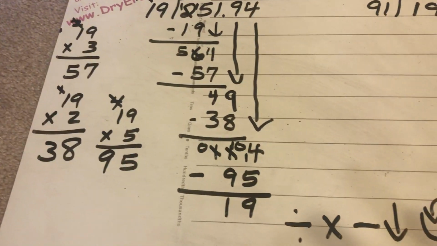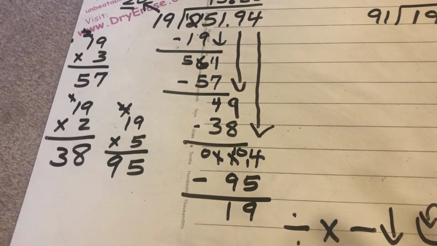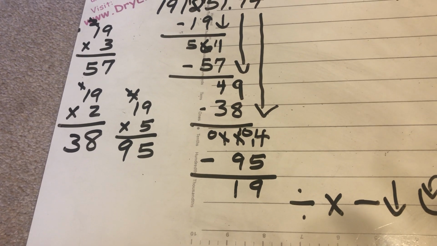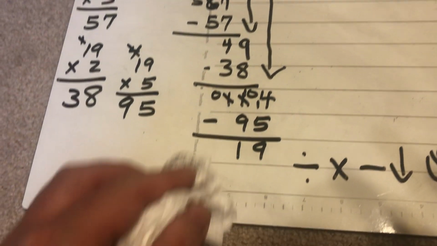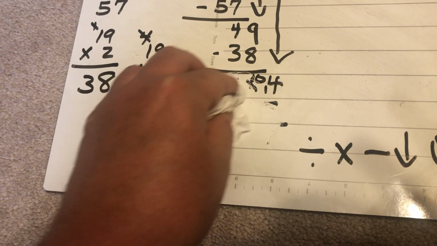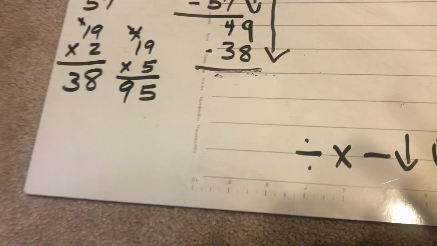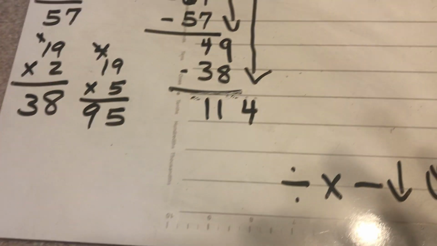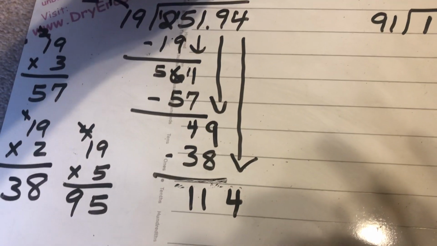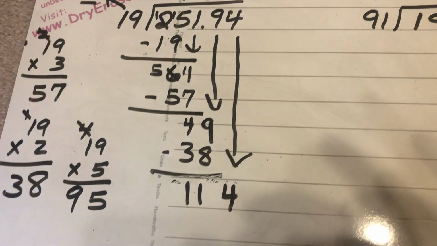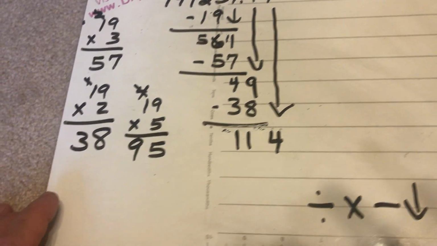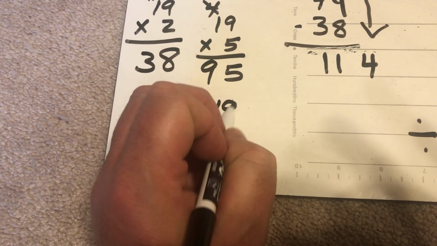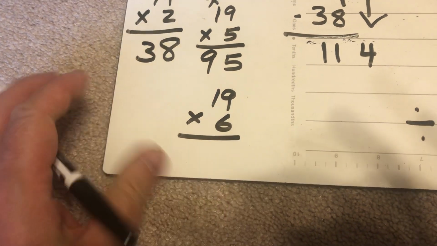And fifth graders, sometimes that's going to happen to you. Okay? And you've got to be willing to fix that problem when that happens. So I need to go back, all the way back here, to where the 49 minus 38 was 11, and I brought down the 4, and I've got to get rid of this 5 up there. Because since I ended up with 19 left over, that was too small. So I have to try 19 times 6.